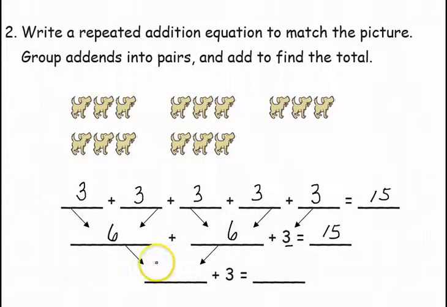And the bottom equation puts this all together. 6 and 6 is 12. 12 plus 3 is 15. And again, that means 5 groups of 3 is equal to 15.